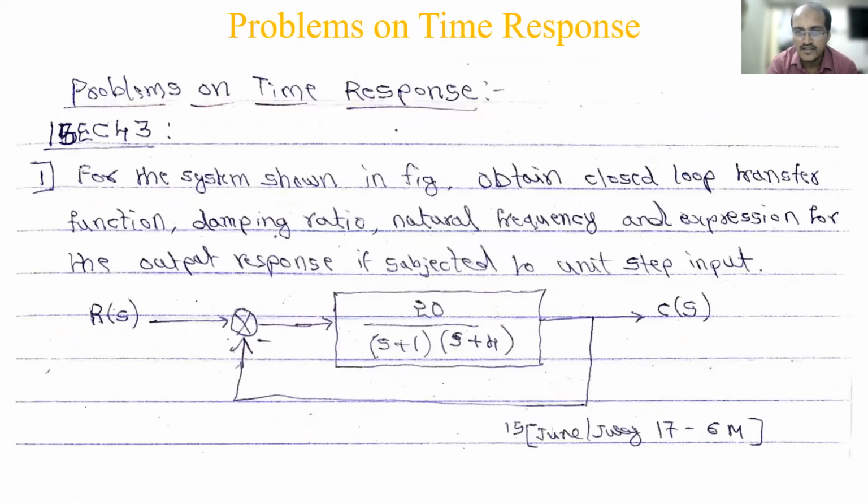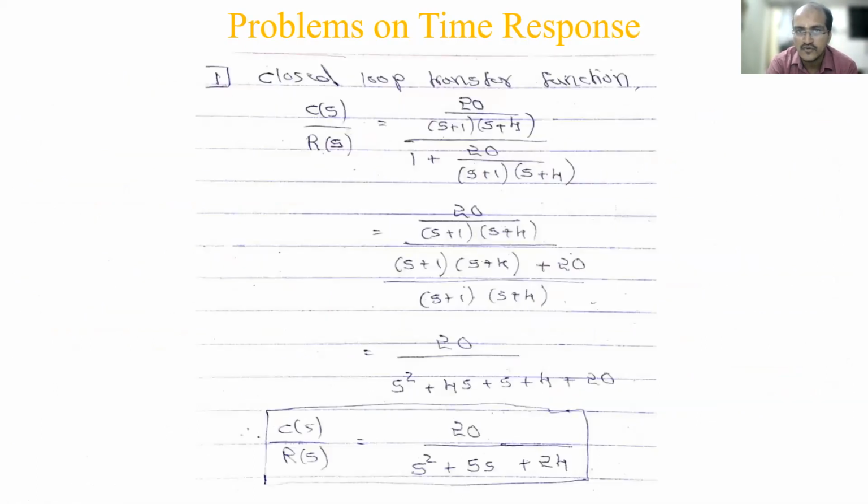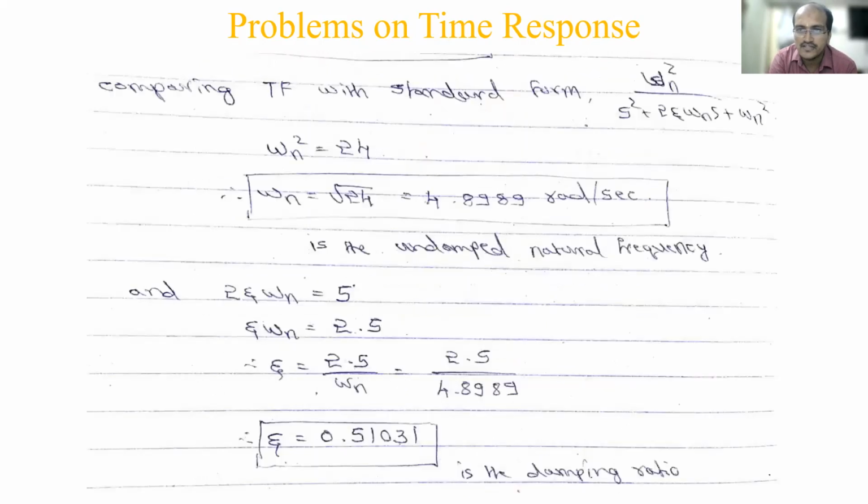The system was given as a block diagram. You were told to find first the closed loop transfer function, damping ratio, natural frequency, and the output response. First you calculated the closed loop transfer function from the previous method. Then you compared it with the standard one. In the standard one the numerator is 20 and the denominator is 24. So which one to take? Always look at the denominator.